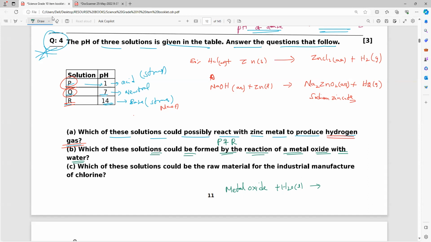Metal oxide with water. Where have we done metal oxide, metal with water? We have reaction of metals with water. Reaction of metal oxides with water. What are the products? There will be hydroxide.